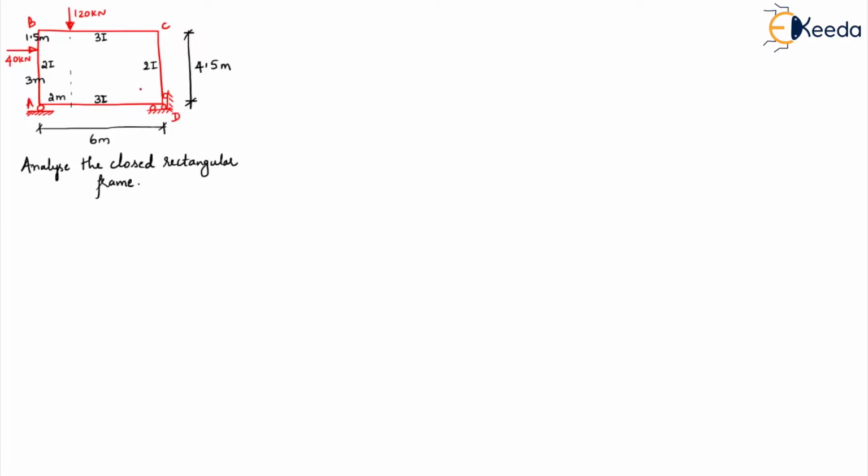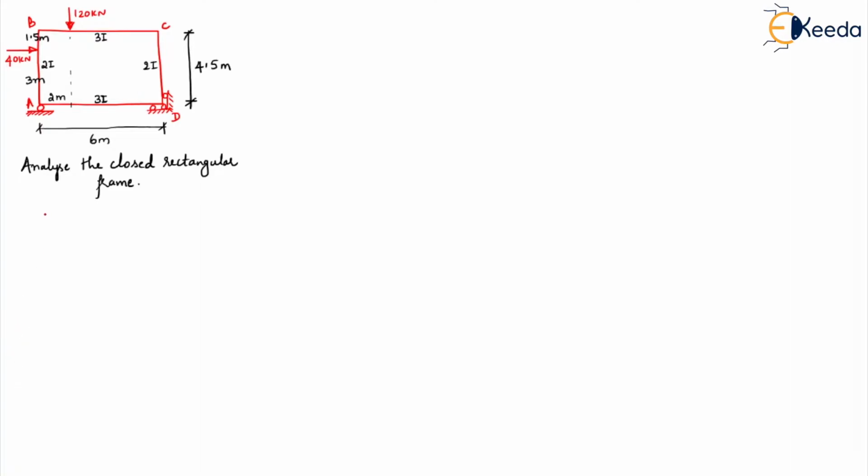Whenever you want to convert a closed frame into a determinate structure, you have to give a cut in any of the members. Wherever there is a cut, one portion of the cut you have to put as a fixed end, and the other portion as a free end. Only that is the difference. After that, the entire step will be similar to the analysis of frames, as we have done in the previous problem.